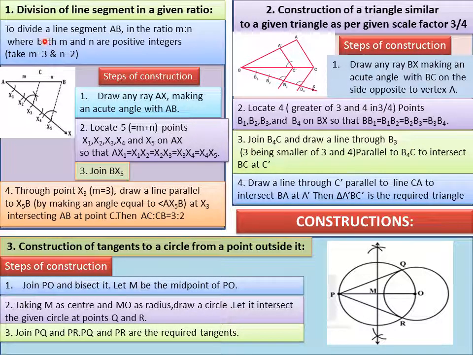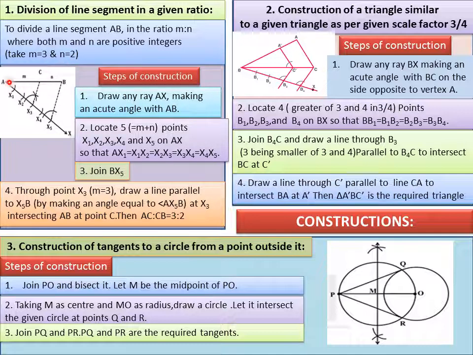So first let us look at division of a line segment in a given ratio, how to do it. So what will be given here? We are given a line segment AB and you are asked to divide this in the ratio m:n. So in this example, let us go through the steps involved, and let us take m equal to 3 and n equal to 2.